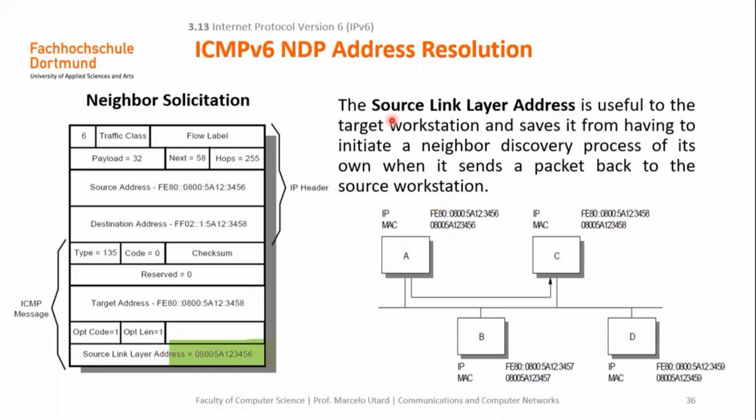host A. The source link layer address is useful to the target workstation and saves it from having to initiate a neighbor discovery process of its own when it sends a packet back to the source workstation. Then this information is very useful in order to avoid that the host C, in this case, needs to send a neighbor solicitation of host A.